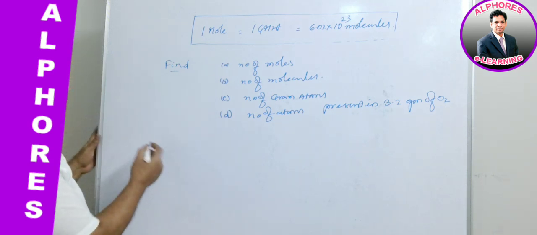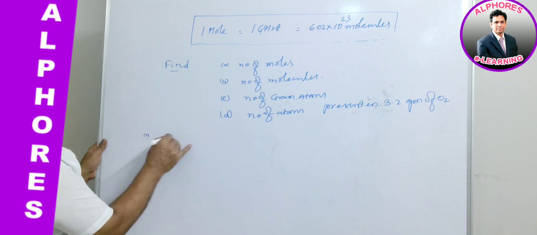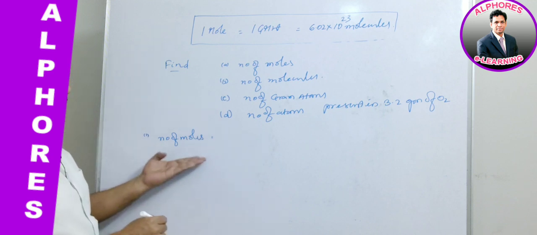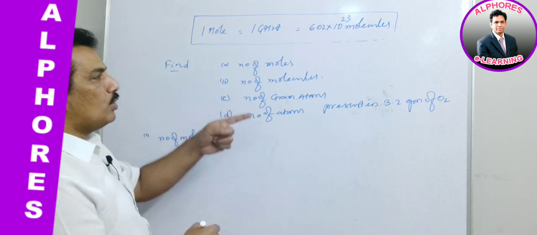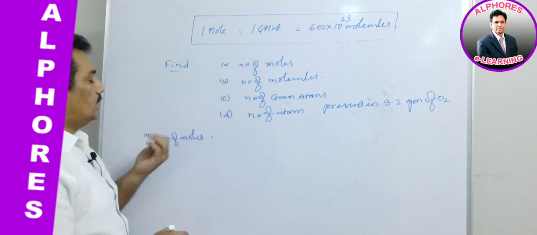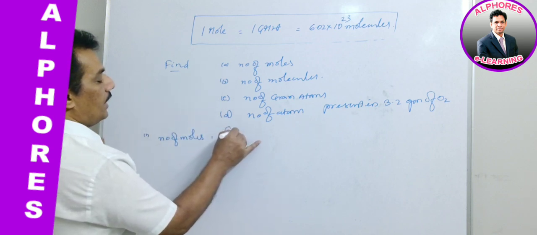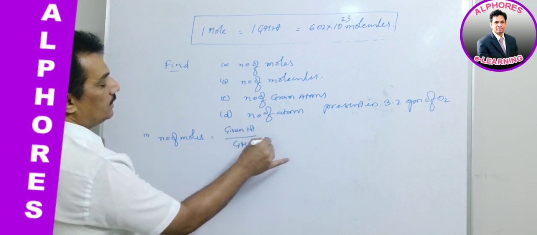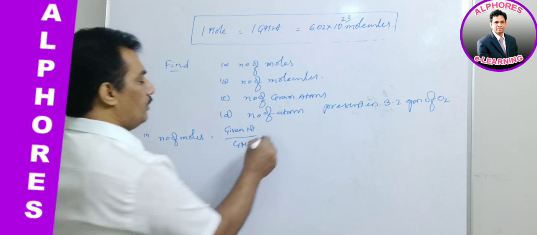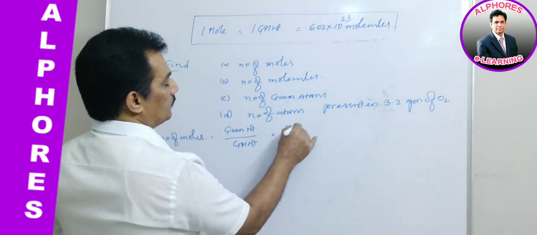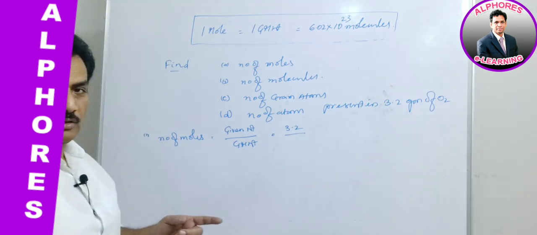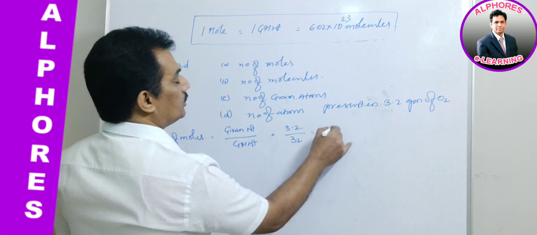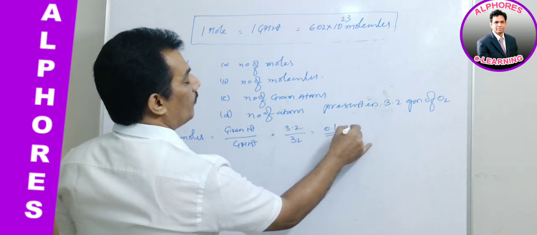Number of moles. How to get number of moles? Just as in the previous problem we wrote this formula: 1 mole is equal to gram molecular weight. So number of moles is equal to given weight by gram molecular weight of the substance. And now what is given weight? 3.2. Gram molecular weight of oxygen is 32. So it is 1 by 10, nothing but 0.1 mole.